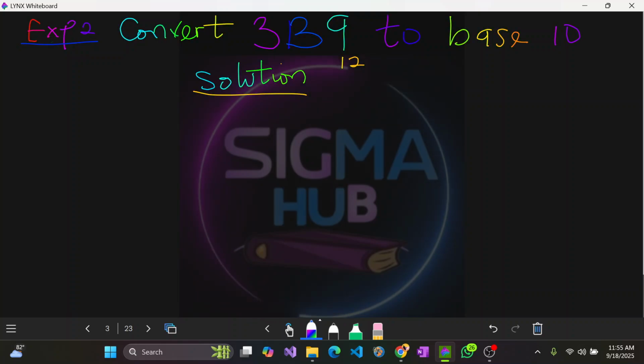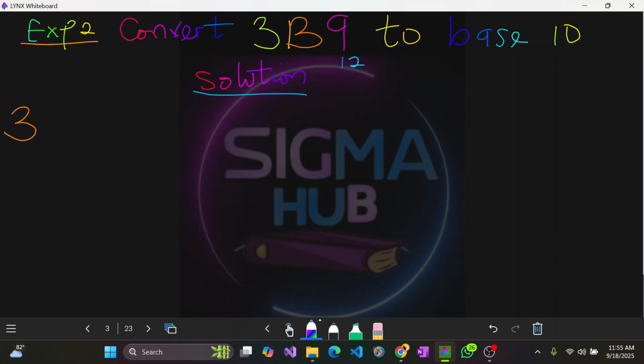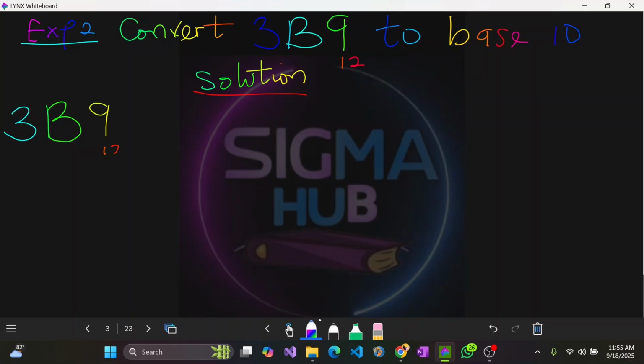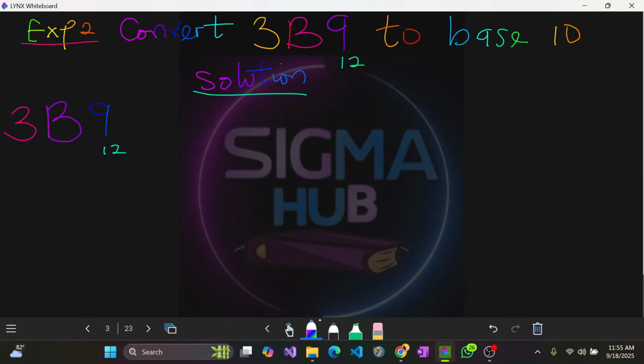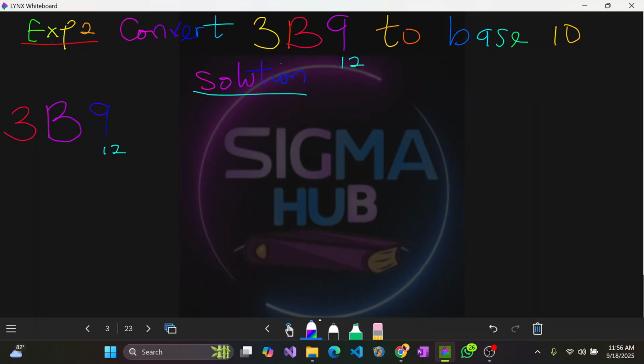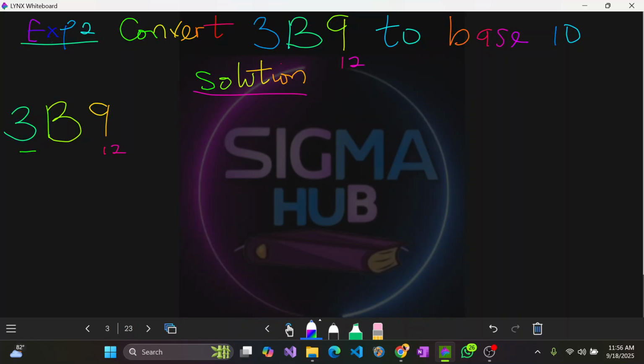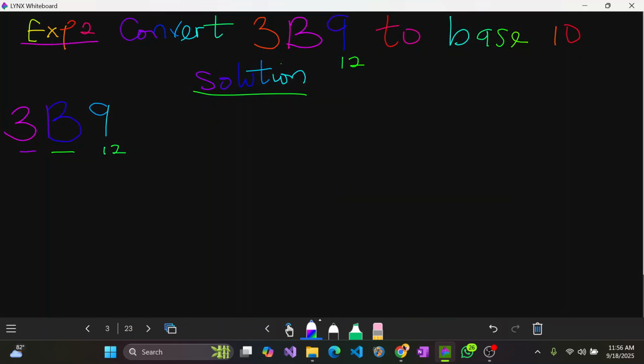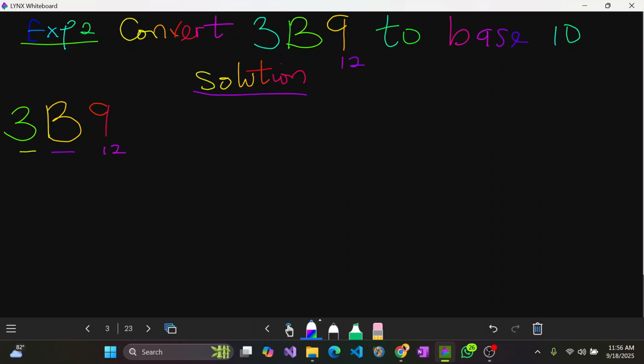Using the expansion method, so we have 3b9, which is in base 12. So the same procedure is we multiply each of these numbers, that is 3 multiplied by 12, then we have b multiplied by 12, then 9 multiplied by 12. But this 12 will be carrying different powers.